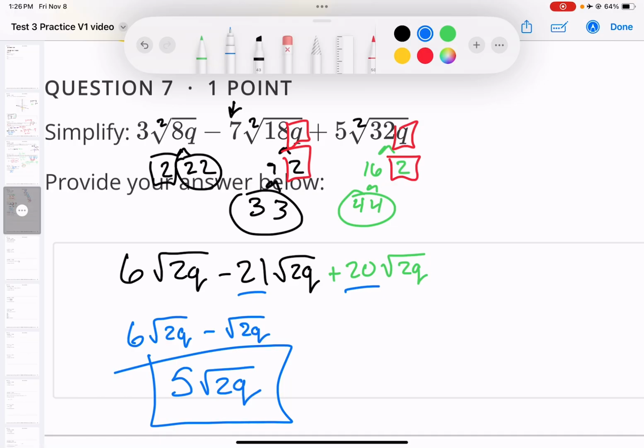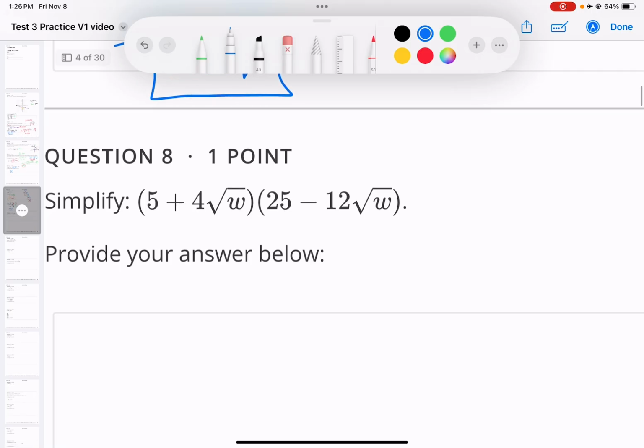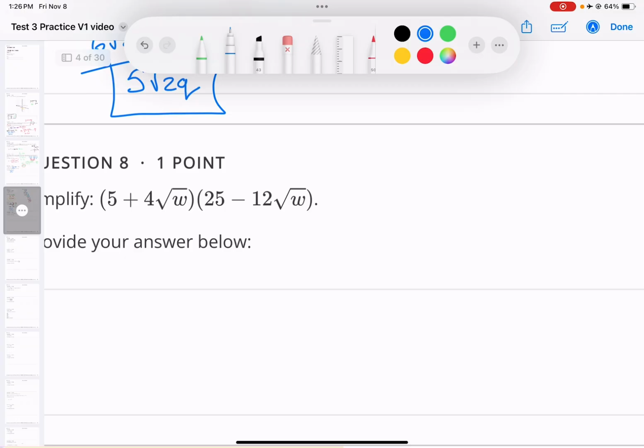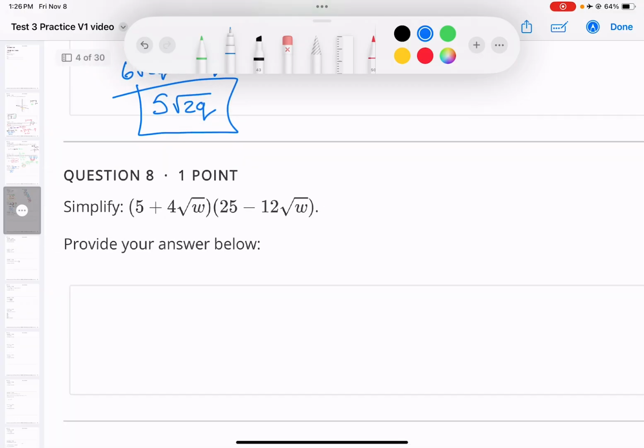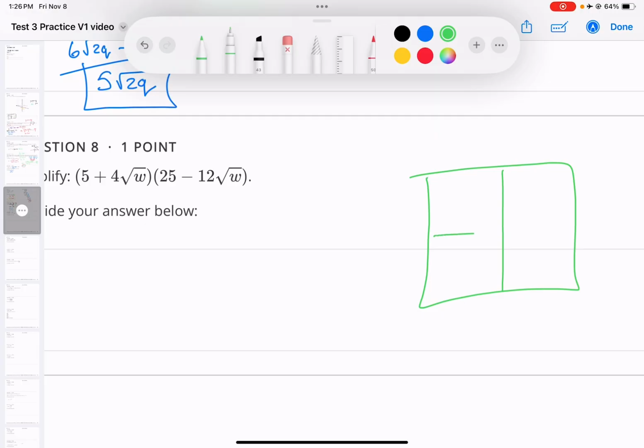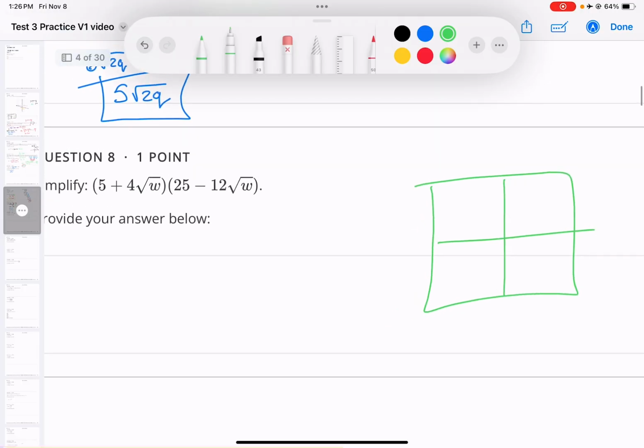All right, let's move on to 8. Ooh, fun. Okay. This is just a box problem. I mean, it's just factoring. We got to keep track of some stuff. So make a nice big box because there's lots to write here.